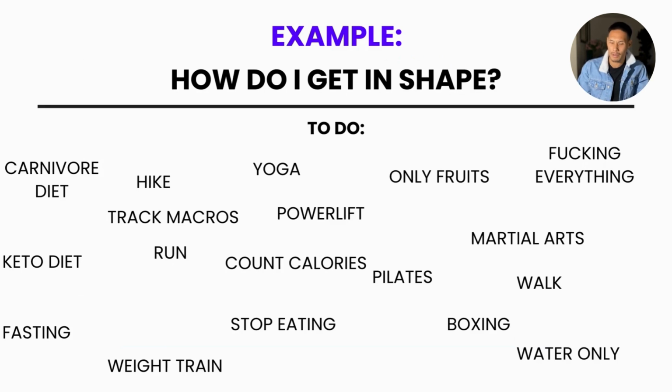So here's a great example, and I use this example all the time. How do I get in shape? Here are the list of to-dos. We can go on a carnivore diet. We can go on a keto diet. We can fast. We can weight train, track macros, hike, run, yoga, power lift, count calories, stop eating, Pilates, only eat fruit, martial arts. We can walk. We can box. We can drink water only. We can do freaking everything. What happens?